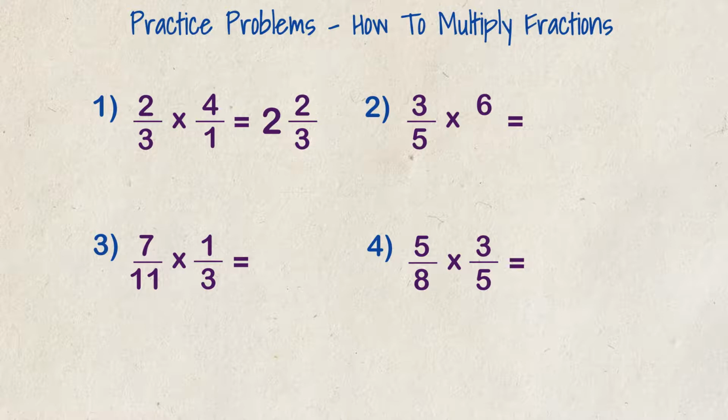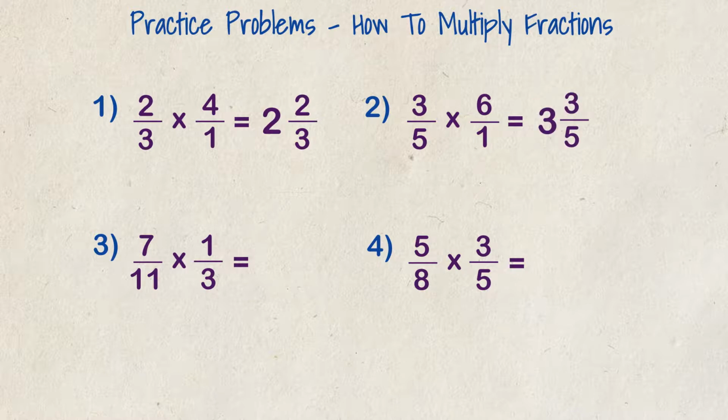Example 2, 3/5 times 6. Again, we got to write 6 into fractional form first, so 3 over 5 times 6 over 1. 3 times 6 is 18. 5 times 1 is 5. 18/5 is the answer, and again, if you want to convert it to a mixed number, it would be 3 and 3/5.